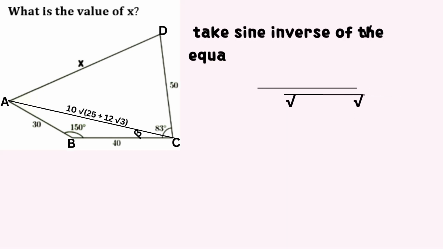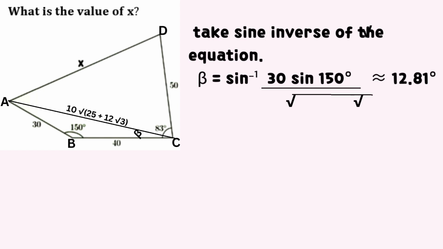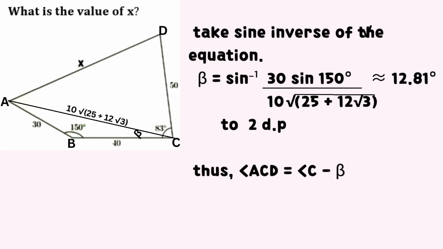Take the sine inverse of the equation. Beta equals the sine inverse of the product of 30 and sine 150 degrees, all divided by the product of 10 and the square root of the sum of 25 and 12 times the square root of 3, which is approximately equal to 12.81 degrees to 2 decimal places. Hence, angle ACD equals the sum of angle C and beta, which equals 70.19 degrees.